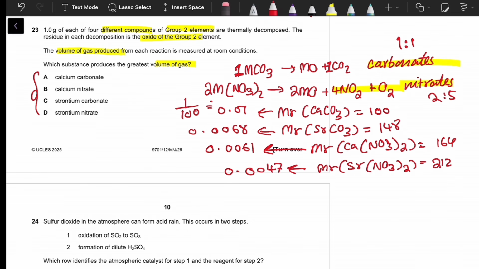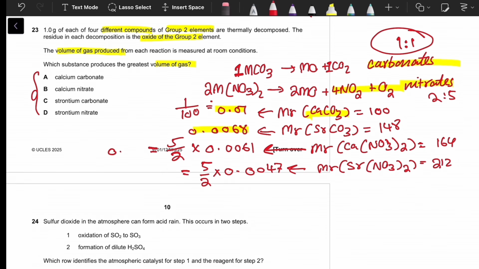So now that we think about it, we'd get 0.01 moles for these carbonates and for this carbonate, and then 0.0068 moles for strontium carbonate. How? Because there's a 1 to 1 molar ratio. However, for our calcium nitrates, we'd have to times by 5 and divide by 2 for both of them to find the moles of gas produced.